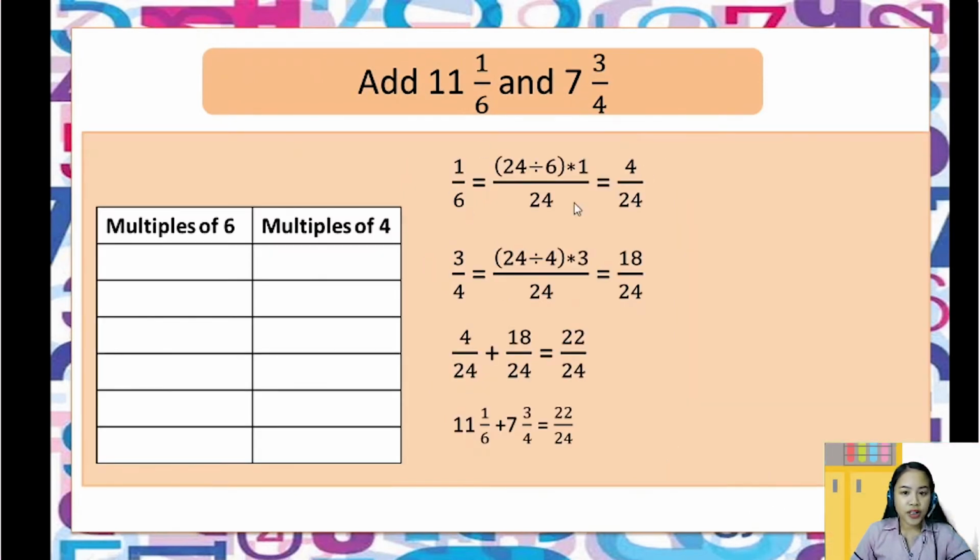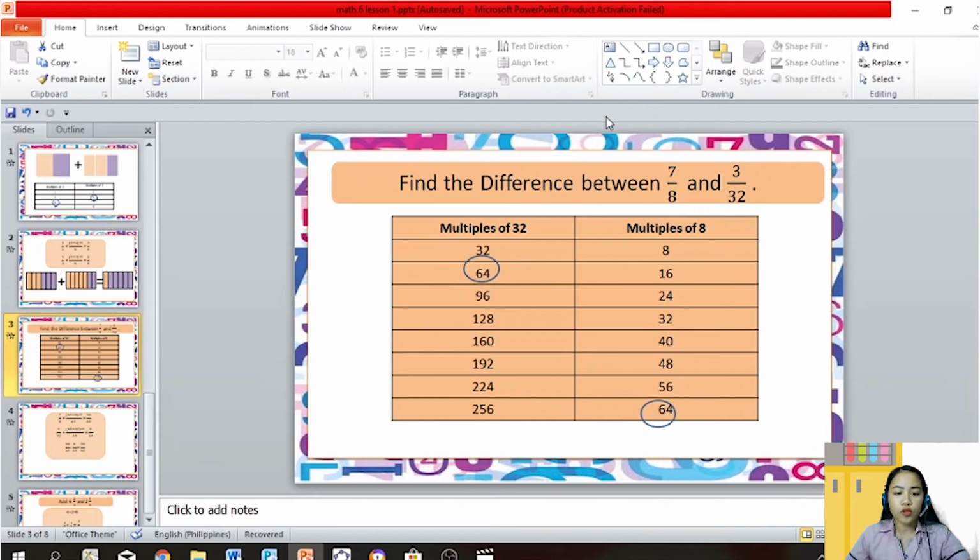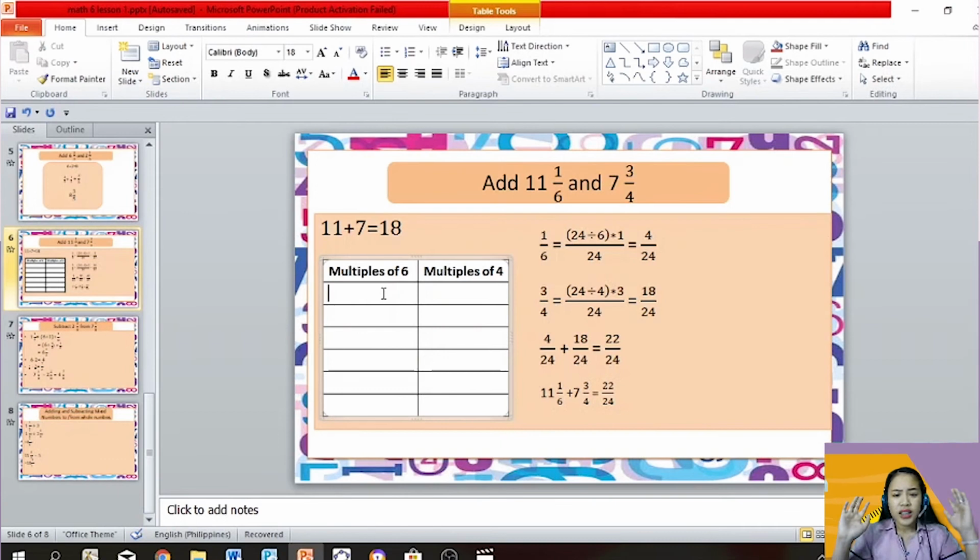So, we have here another example. Add 11 and 1/6 and 7 and 3/4. Ang gagawin natin na una dyan is, since they are dissimilar fractions, kasi hindi sila parehas ng denominator, 6 at 4. Ngayon, hahanapin natin ang multiples or yung least common multiples ng 6 at 4. So, 6, 12, susunod, 18, 24, 30, 36. Pwede pa tayong mag-add kung wala pa silang parehas na multiples.